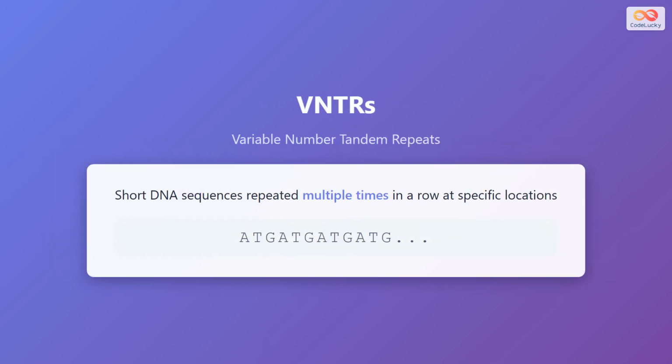The key to DNA fingerprinting lies in structures called VNTRs, which stands for Variable Number Tandem Repeats. These are short DNA sequences that are repeated multiple times in a row at specific locations in our genome. Imagine a sequence like ATG repeated several times consecutively. These repetitive sequences don't code for proteins, but they serve as excellent markers for identification because the number of repeats varies significantly between individuals.